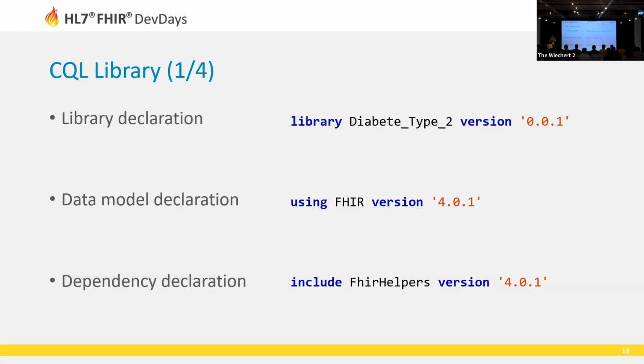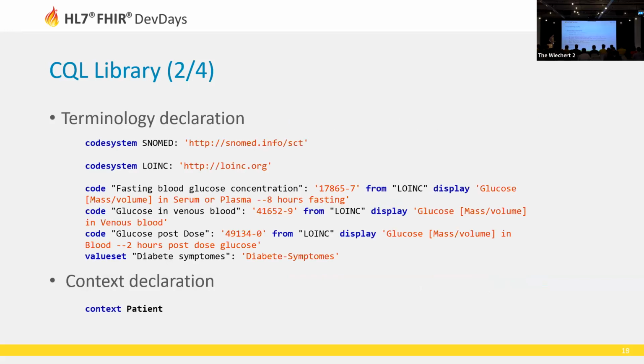Once we've done that, we are set up to use our CQL to create this logic in a computable manner. So we declare our library, diabetes type 2, version beta. We are using FHIR R4 as well, and we still use the FHIR helpers library.